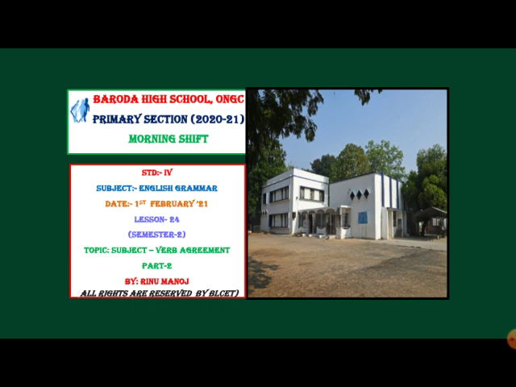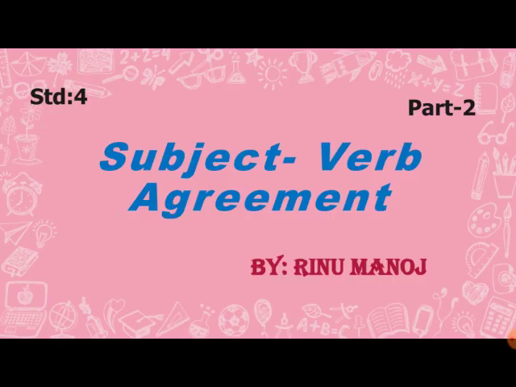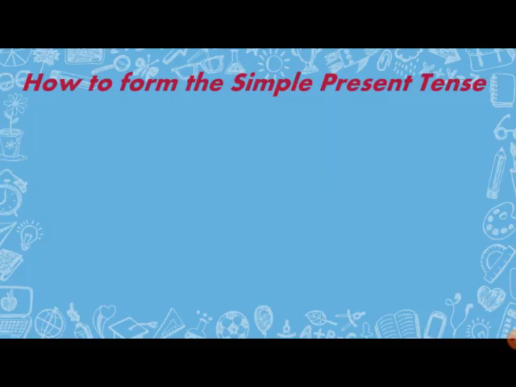Let's start a grammar class. In the previous video, we discussed subject-verb agreement, that is, are, am, was, were, has, have, and you learned how to use them. Let's move on to simple present tense. You have already done this lesson, and you know the rules of using the verb.